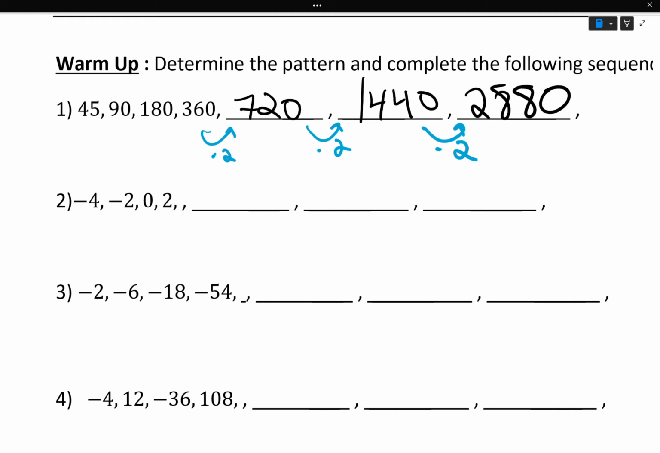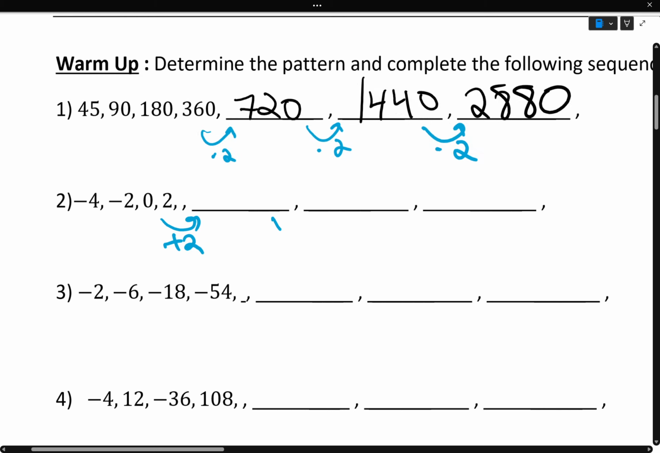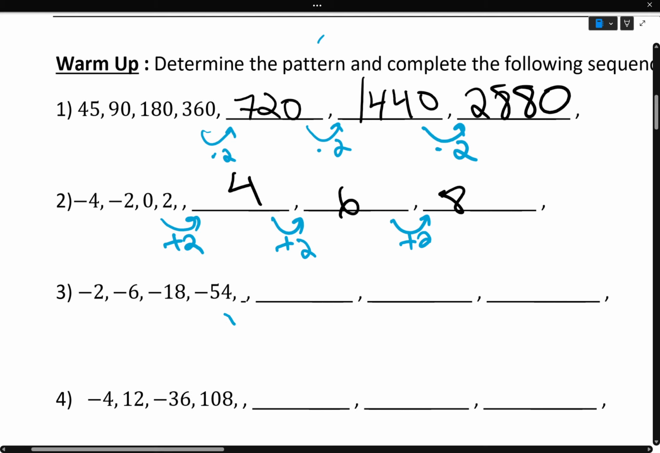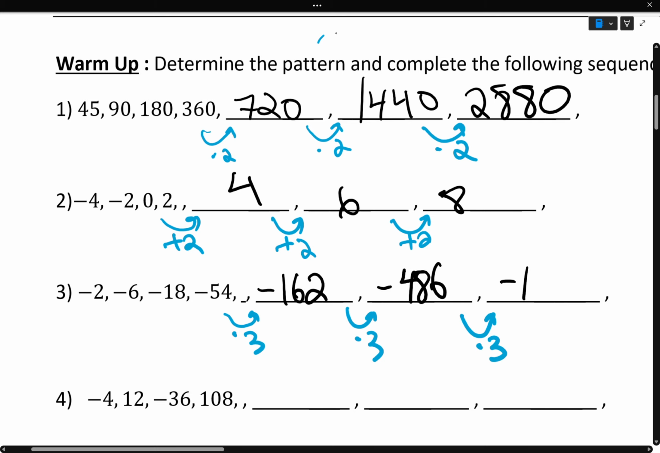All right, for number 2, what it looks like we're doing is adding 2 each time. So let's add 2 each time: 4, 6, 8. All right, check out number 3. Can you tell what that pattern is? It looks like we're multiplying by 3 each time. So we got negative 162, negative 486, and negative 1,458.